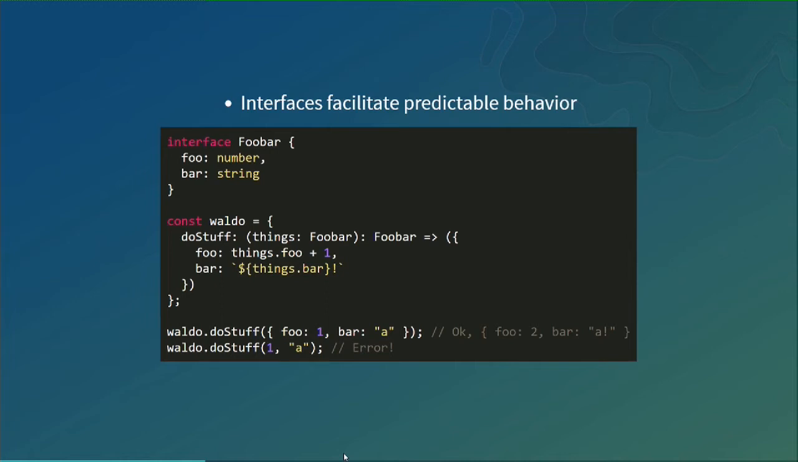And then so I can take my Waldo object, I can call this doStuff function, and if I supply an object that satisfies the interface FooBar, then everything's OK. The compiler is fine with that. However, if I call it with arguments that are not FooBar, then the compiler yells at me again. And your IDE, if it has good TypeScript support, will even just show you that this isn't going to work. You have to supply a FooBar to the doStuff function.